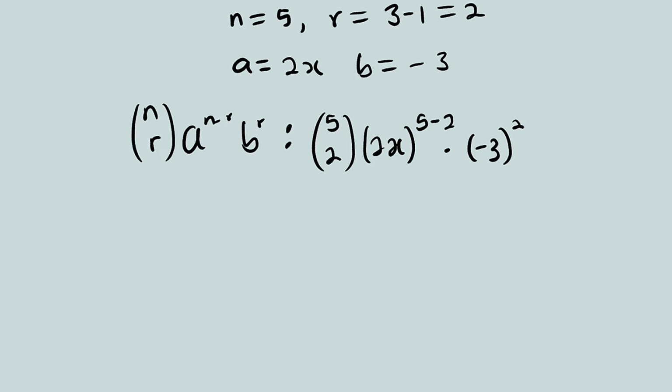So 5 combination 2 is written as 5 factorial divided by 5 minus 2 factorial, then 2 factorial, multiplied by 2x to the power of 5 minus 2, that is 2x to the power of 3.